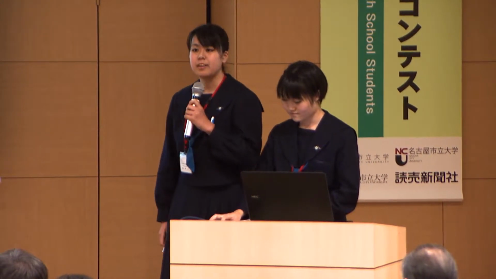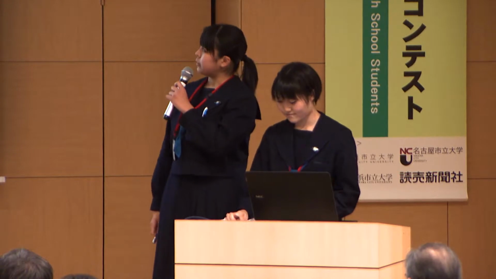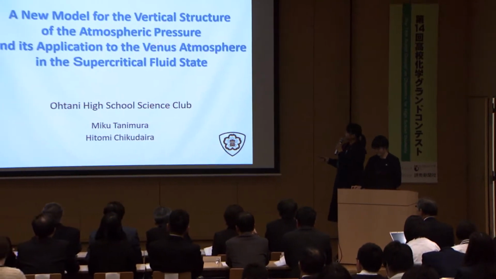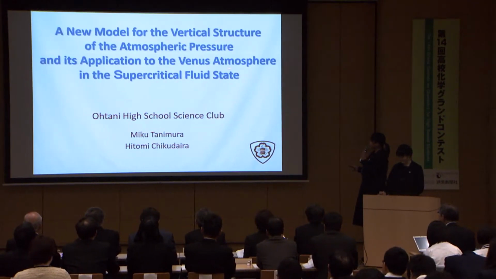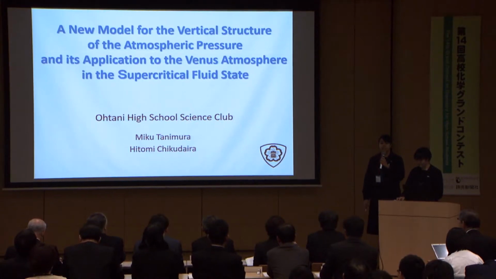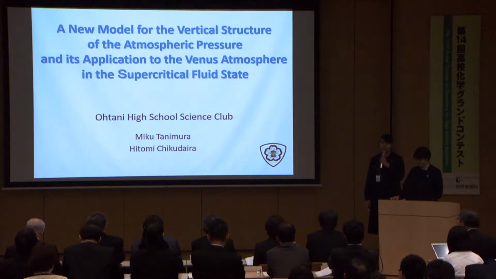Hello everyone, we are Team Akatsuki and this is the title of our presentation today: A new model for the vertical structure of the atmospheric pressure and its application to the Venus atmosphere in the supercritical fluid state. We have been working on this theme since last year because we are very interested in the universe.